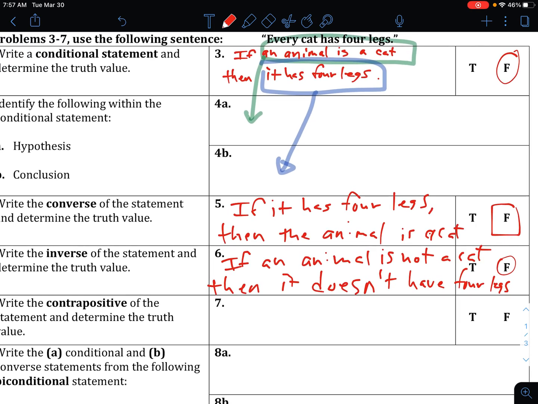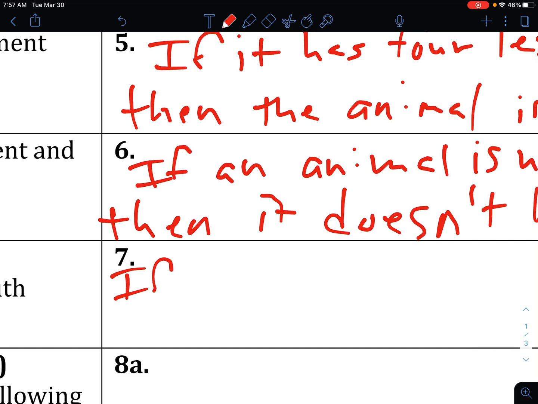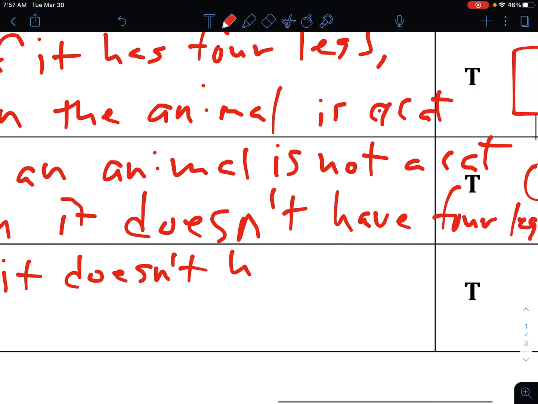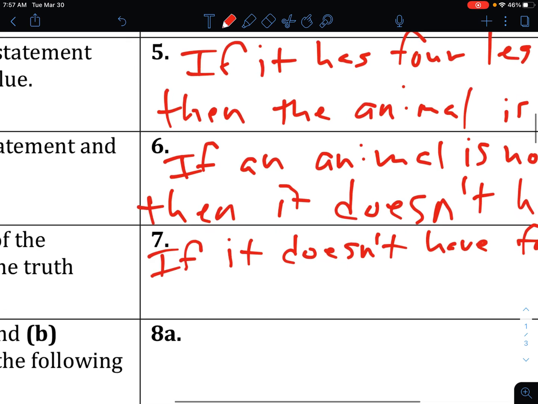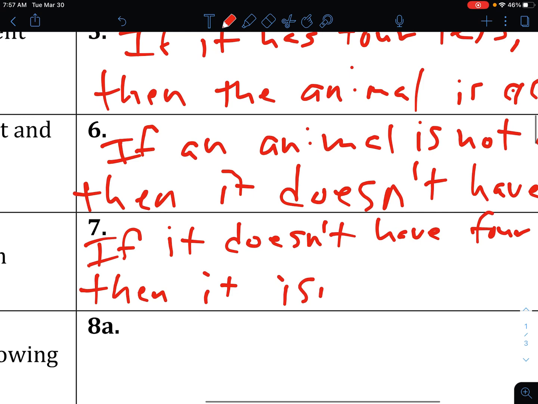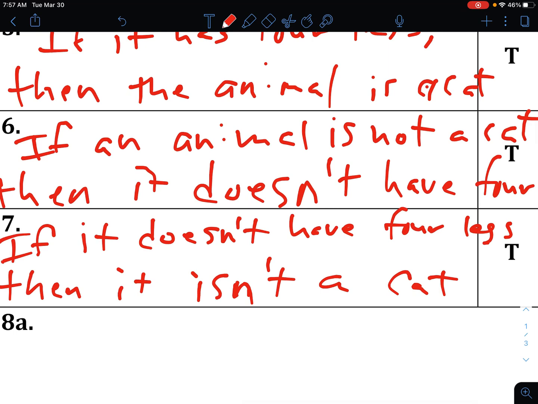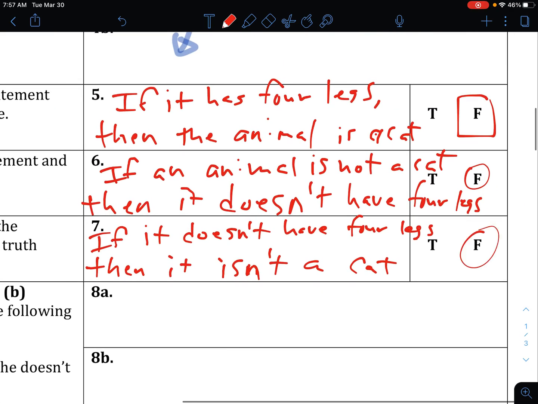Contrapositive says take the original sentence, not the conclusion first, and then not the hypothesis second. So if it doesn't have 4 legs, then it isn't a cat. Well, if it doesn't have 4 legs, does it necessarily mean it can't be a cat? And the answer is false. It could be a 3-legged cat, right? So all those are false statements.